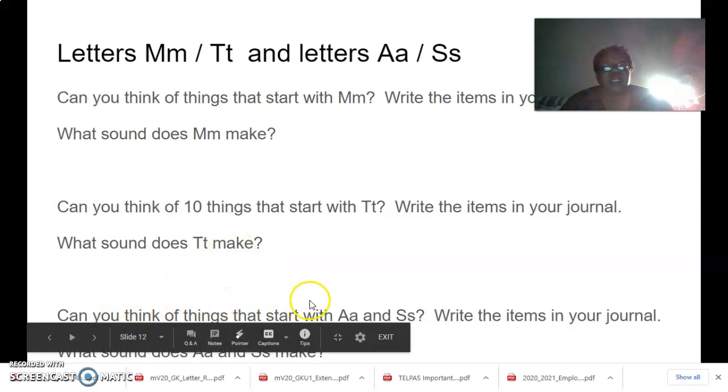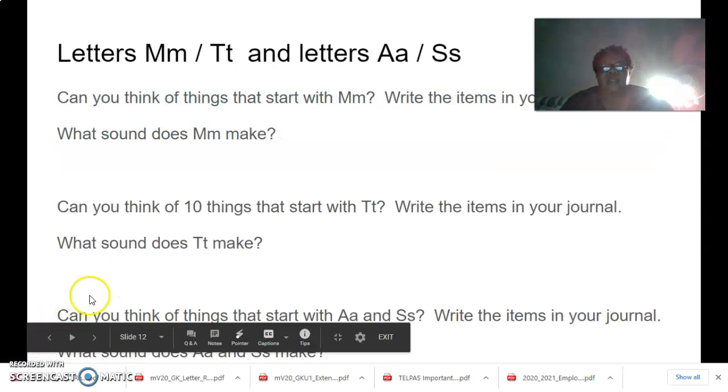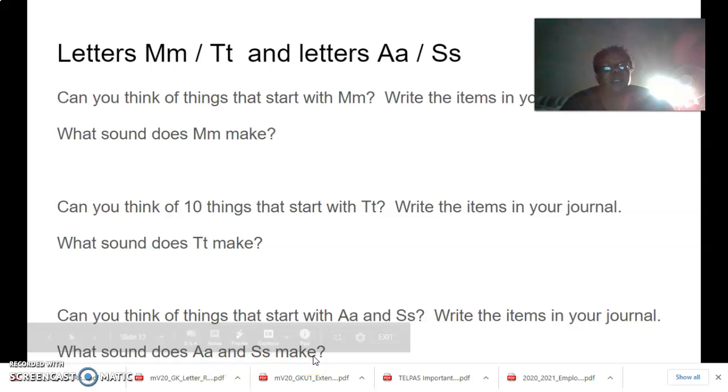Can you think of things that start with A and S? Write the items in your journal. What sound does A and S make? So think about things that start with each of the letters. Find your journal, and then you can draw the picture, write the word. You can write the word in a sentence. But I noticed some kids are having trouble coming up with things that start with the letter. So try to think of things that start with each of the letters we have for week 1 and week 2.